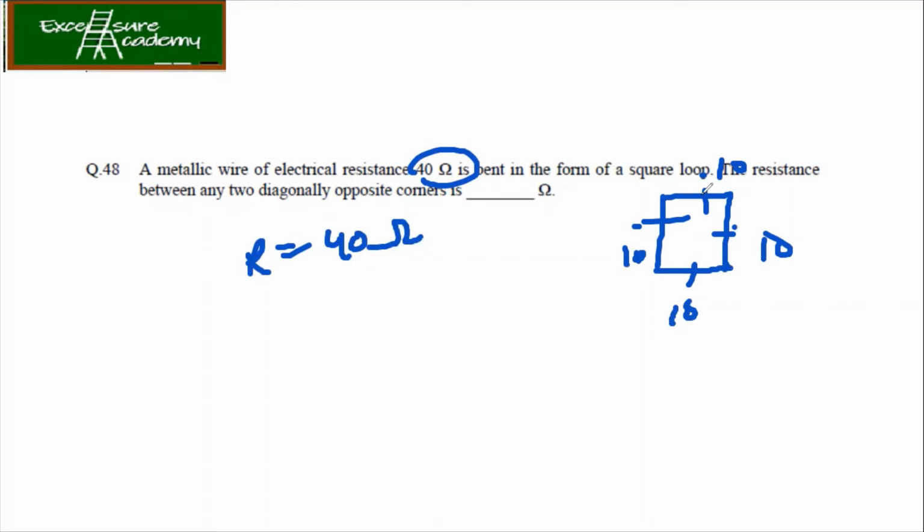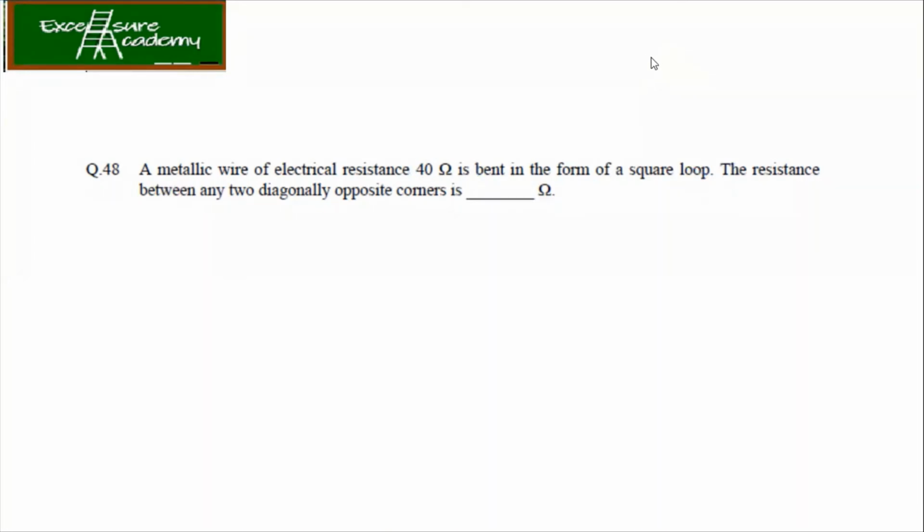So we calculate for the two opposite diagonal corners. The two sides of the square are in series, and that series combination is in parallel with the other. So that is going to be 20 ohm resistance in parallel with another 20 ohm resistance. So what we get is again 10 ohm as the answer. If you calculate it the other way around also, when you solve, you are going to get 10 only. So the answer is 10. Now this is very simple. Let's move on to the next.